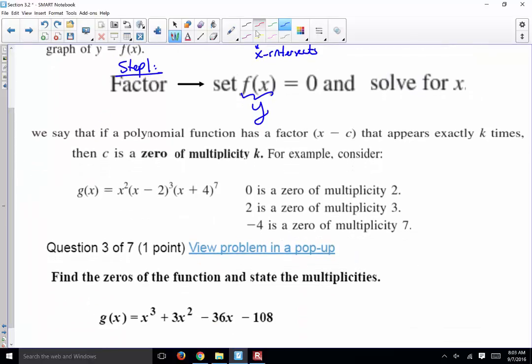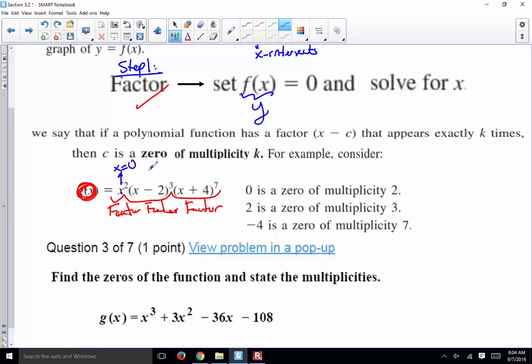Such as this example, this thing is already factored. Factor, another factor, factor. 3 factors, okay? It's already been factored, so we are lucky here. They have done step 1 for us. Then they set this thing into 0. In other words, they make this y into 0.